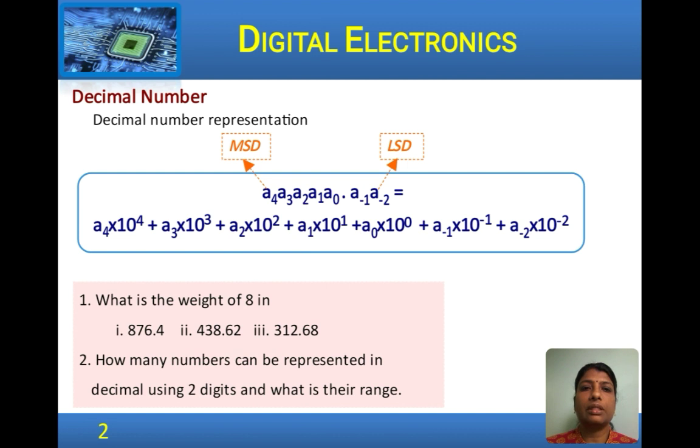The leftmost digit is the most significant digit, MSD, because the weightage of this digit is the maximum for that particular number, and the rightmost digit is the LSD, the least significant digit, whose weightage is the minimum. And the number can be expanded by multiplying each of the digits by their weights, starting from 10 power 0, 10 power 1 and so on for the integer part from right to left, and multiplying by 10 power minus 1, 10 power minus 2, etc., moving from left to right for the fractional part.